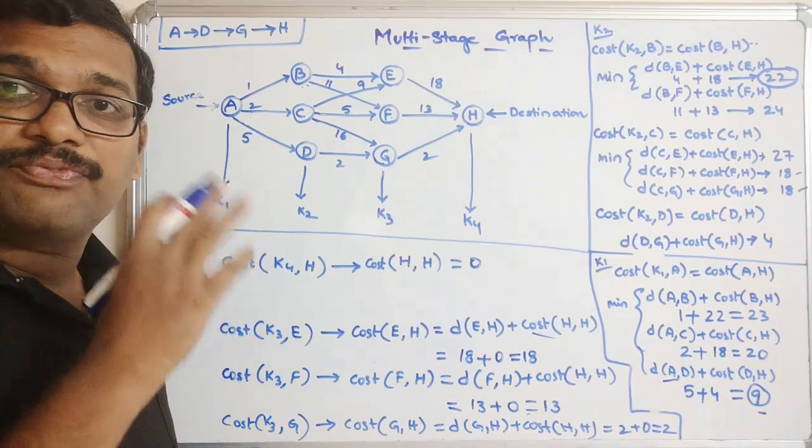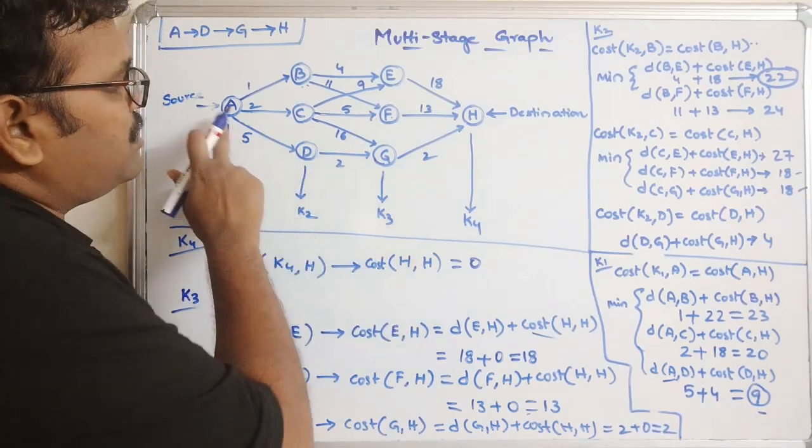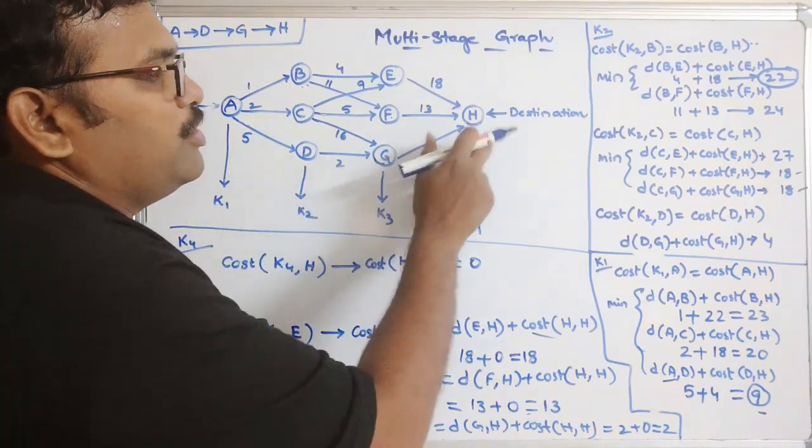So in order to reach from source to destination, the shortest path is A to D, D to G and G to H.